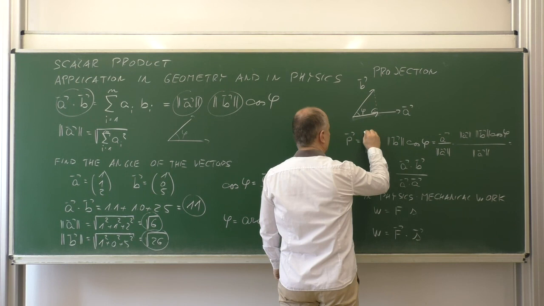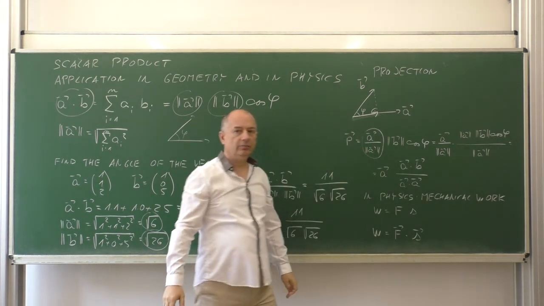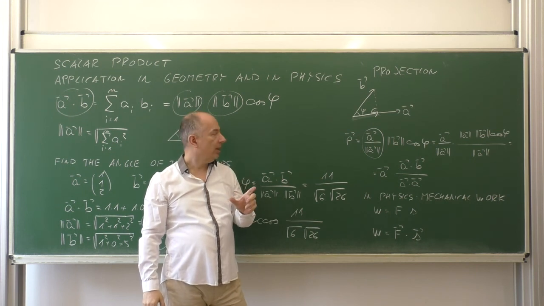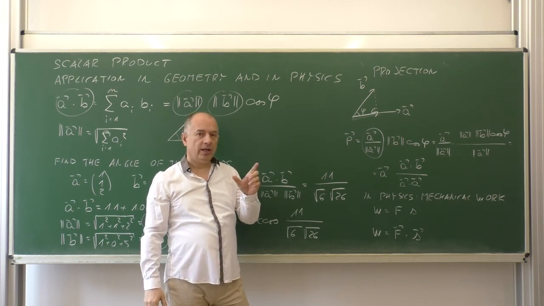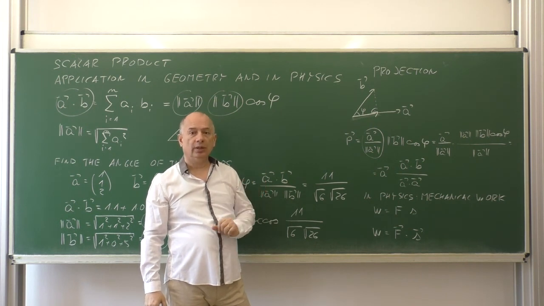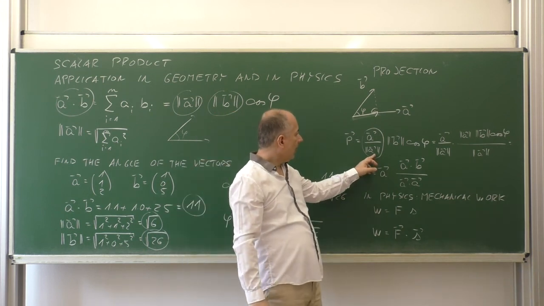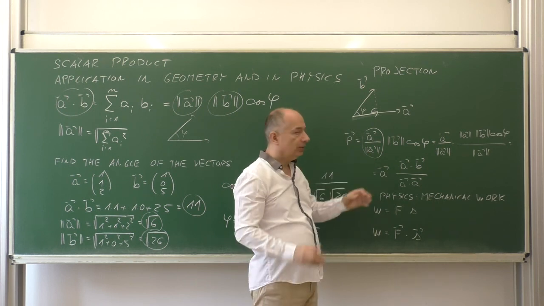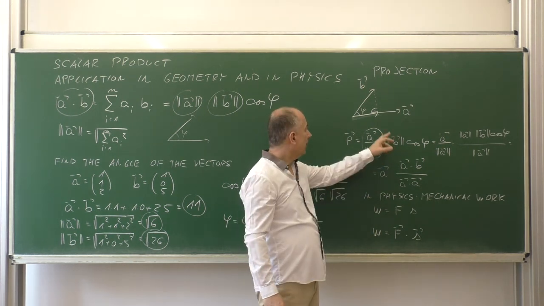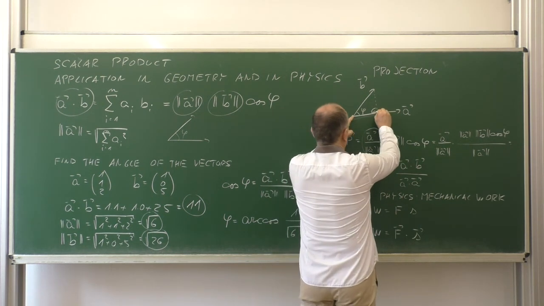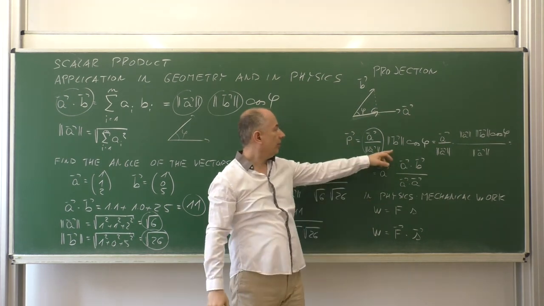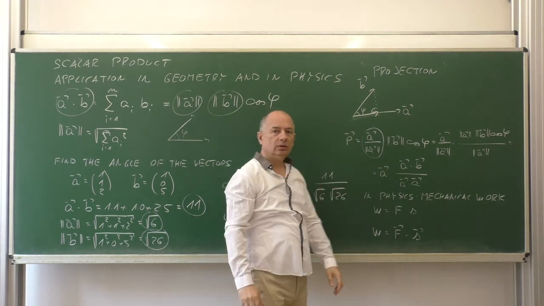So if we take the vector A and divide by its norm, we get a unit vector. That's a vector in the same direction and orientation as the original vector A, but with unit length. And so this gives the direction of the result, and the length of the result is given by just the length of this side: B times cosine of phi, where B is the norm of the vector B.